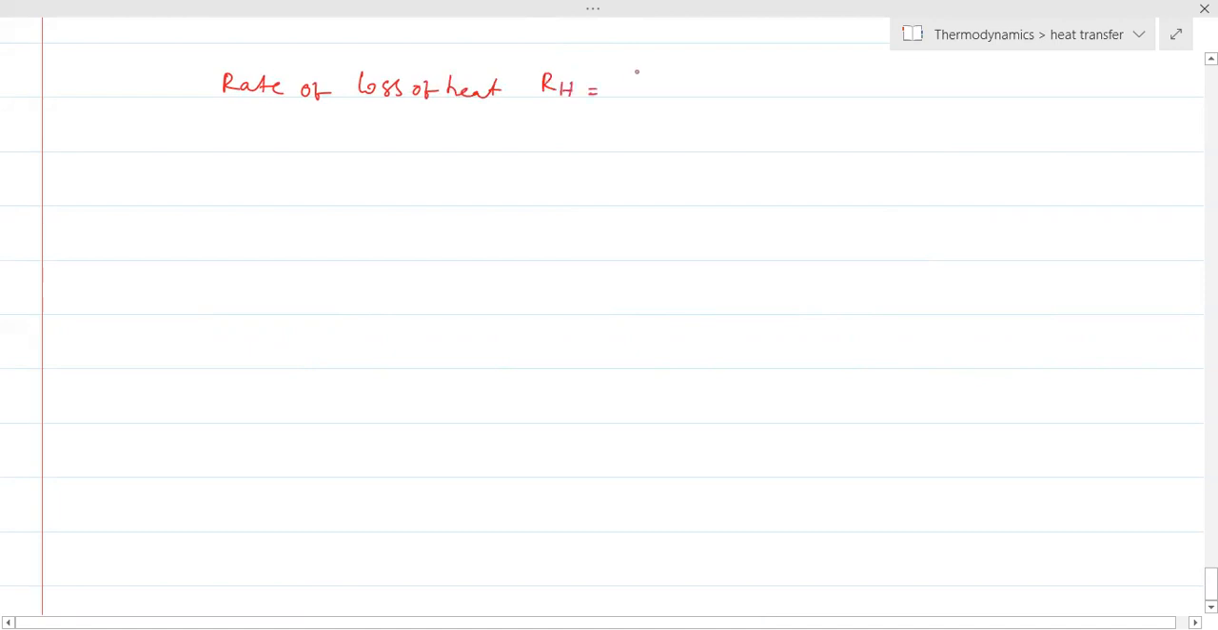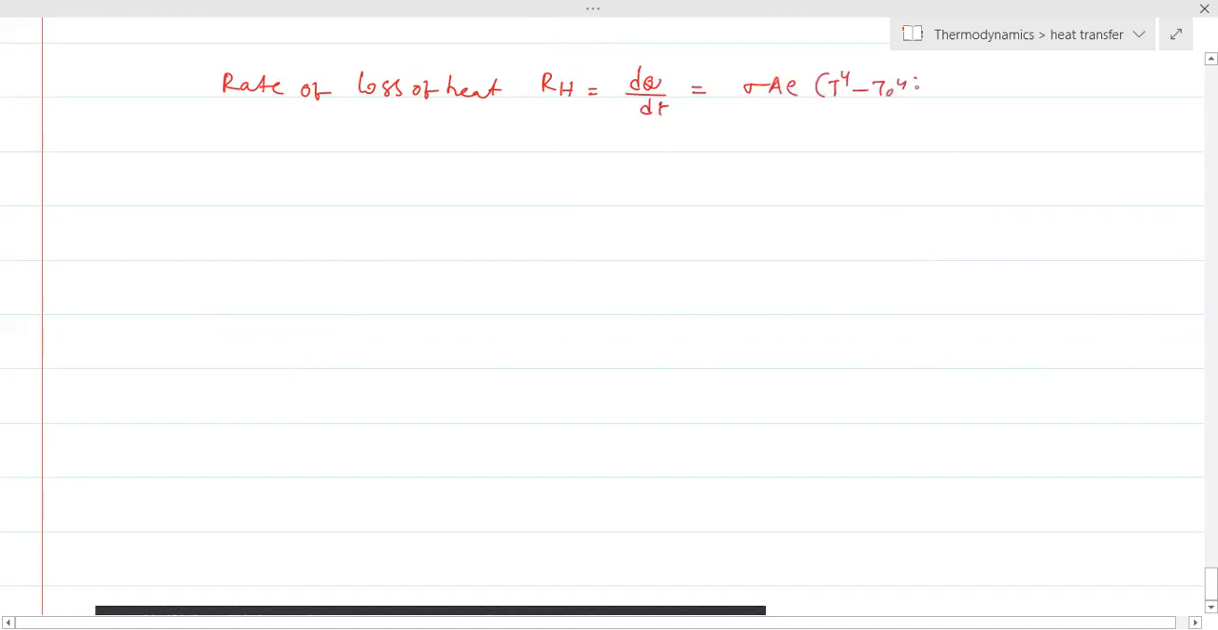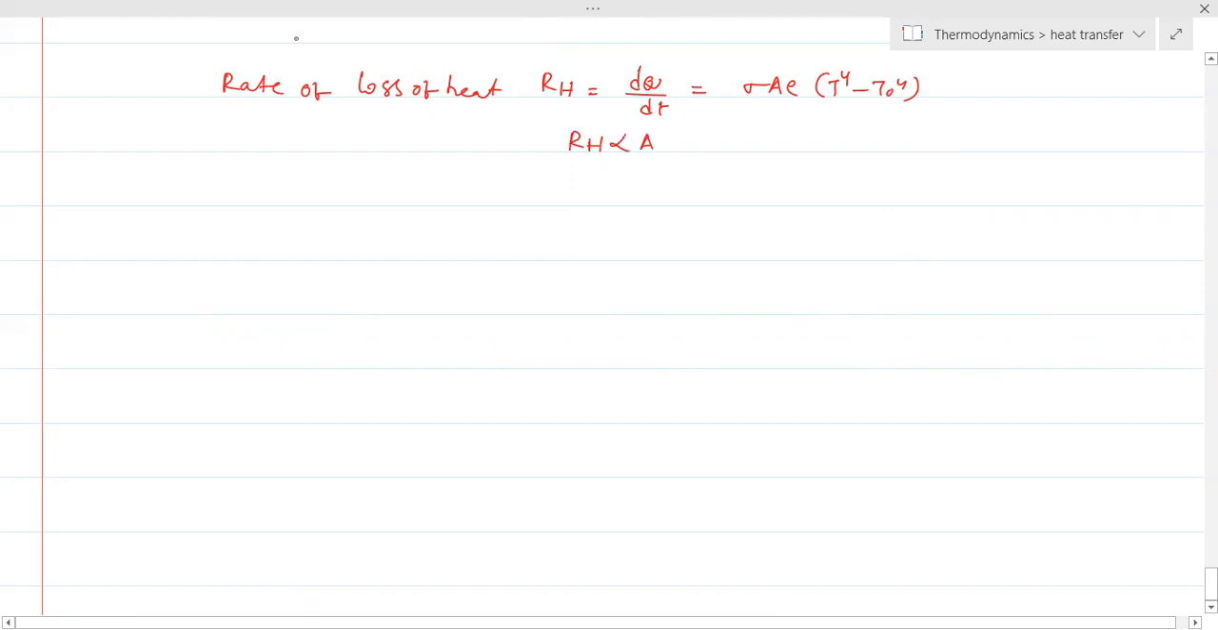Rate of loss of heat means we take dQ by dt, which is equivalent to sigma A e into T power 4 minus T naught power 4. So finally, in terms of dimensions, RH is proportional to area.